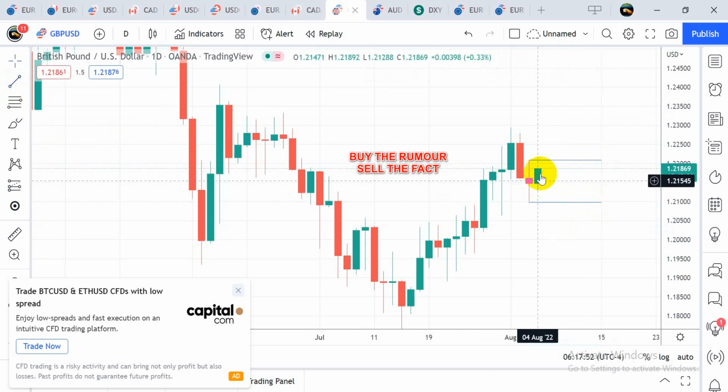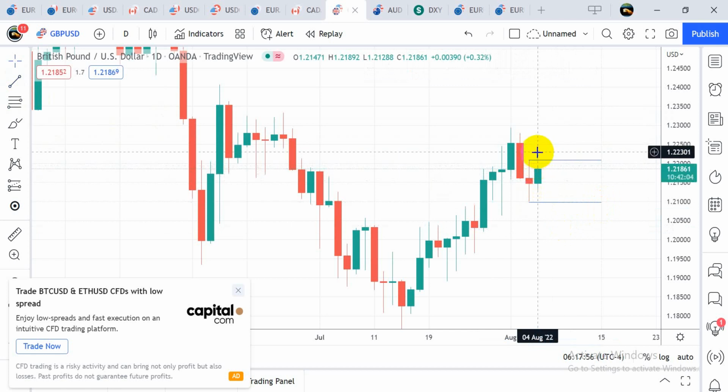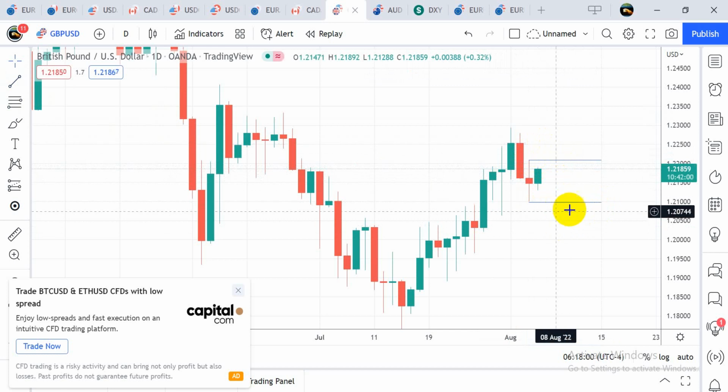So I expect yesterday's high to be taken, just like I expect in Euro USD as well. You understand? So yesterday's highs to be taken. Everything buy side should be handled first, then you can look for sell side targets.